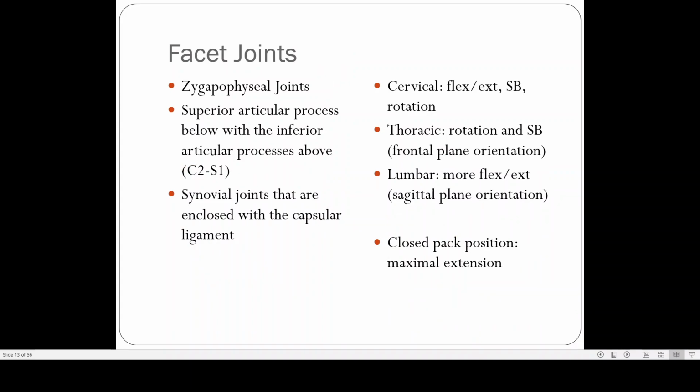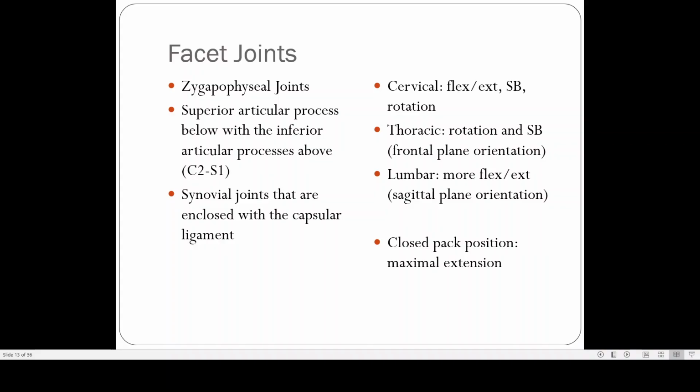Again, we have facet joints, which are going to be articulations between the levels. We typically call them facet joints. You may also hear zygoapophyseal joints. That's the technical name for these areas. This is going to be the superior articular process from the vertebral level that is lower, with the inferior articular process of the vertebra that is higher, and this goes from C1 or C2, sorry, to S1. S1 to S5 are fused, so they do not have facet joints in this manner.